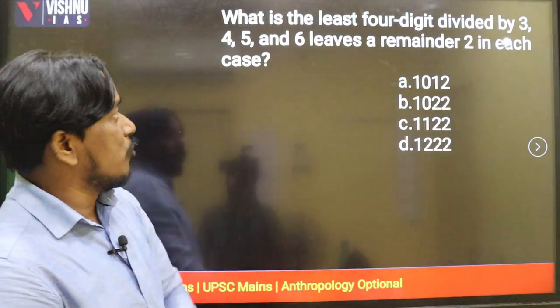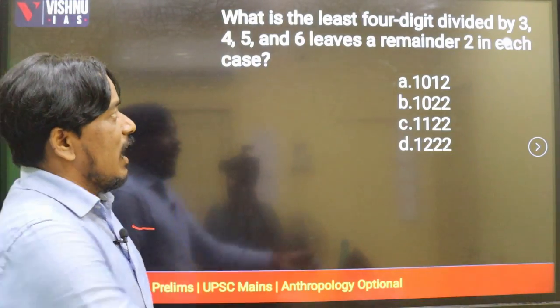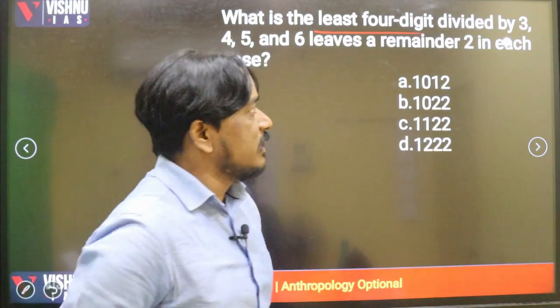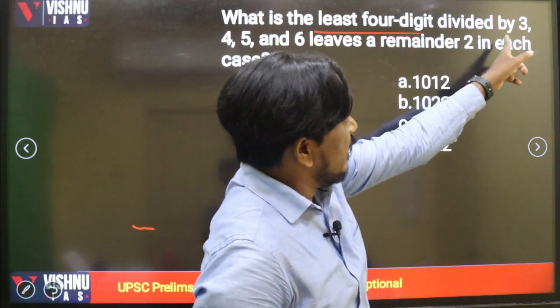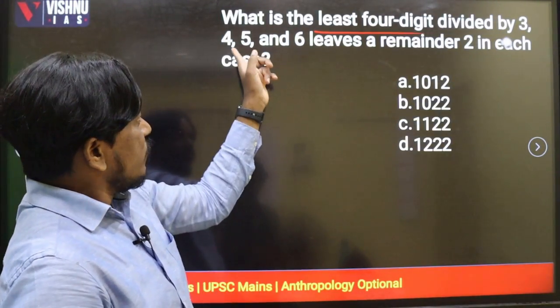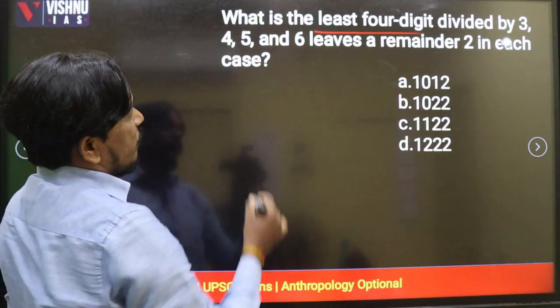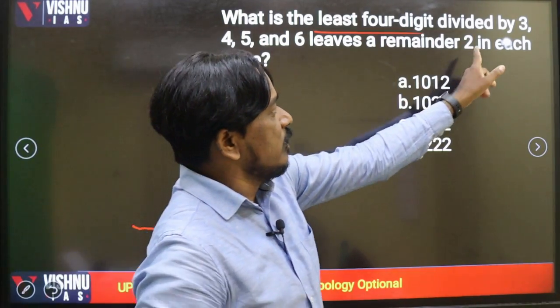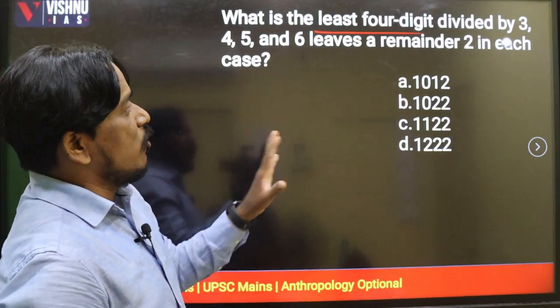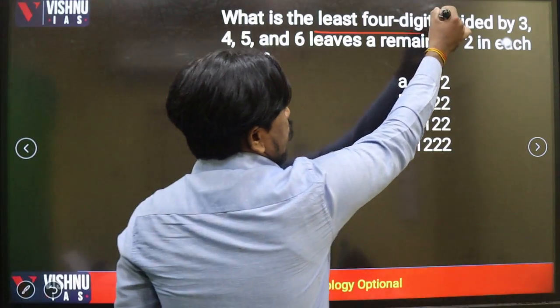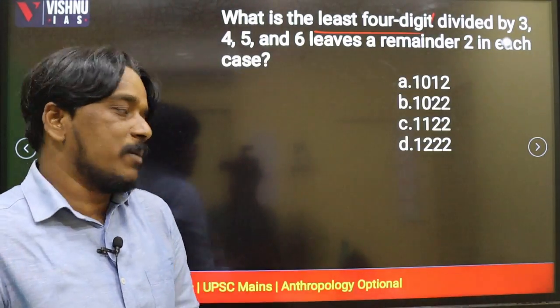Now let's see one more question. What is the least 4 digit number divided by 3, 4, 5 and 6 that leaves a remainder 2 in each? Clear? What we have to find out? A 4 digit number. Clear?